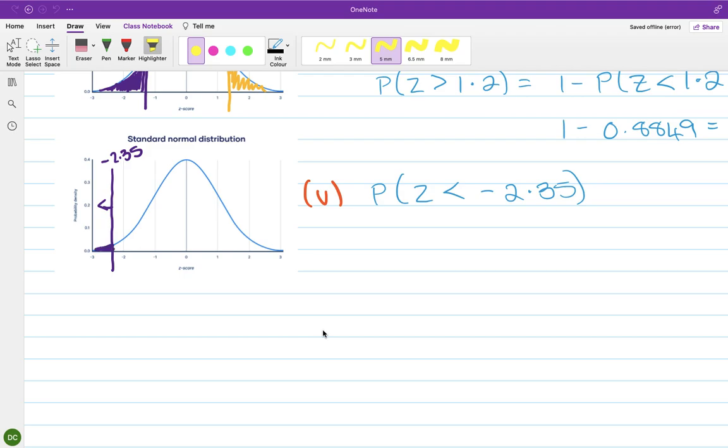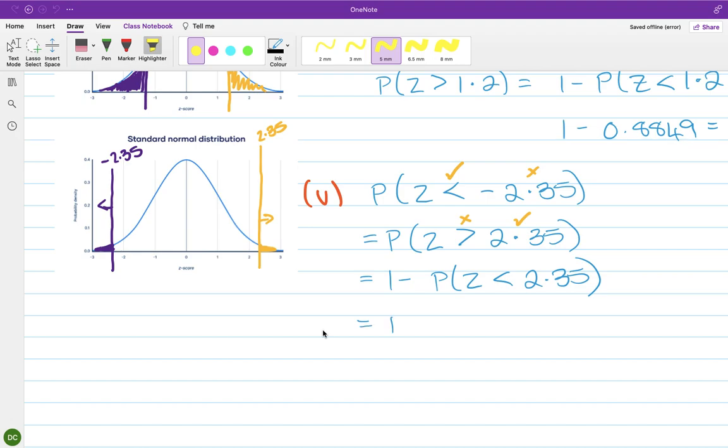We can't look up the negative, so we use the symmetry, and we say that the probability of being less than minus 2.35 is the same as the probability of being greater than plus 2.35. Okay, so we can look up a less than, but we can't look up a negative. We can look up a positive, but we can't look up a greater than. So then we have to go to 1 minus. So that is 1 minus the probability of z being less than 2.35.